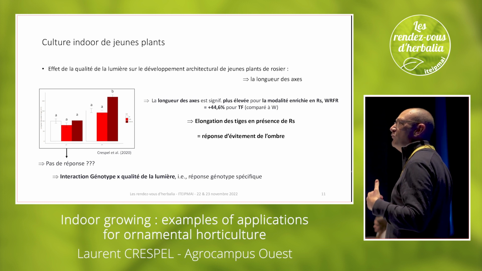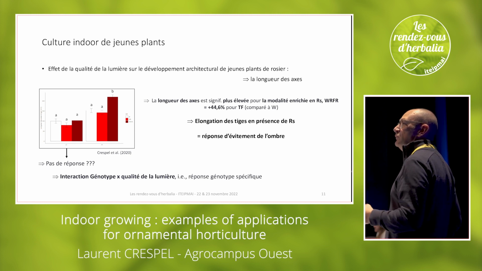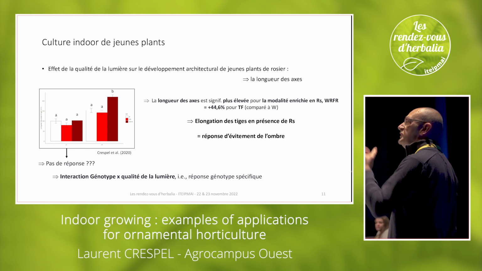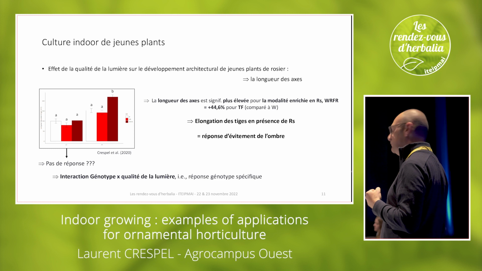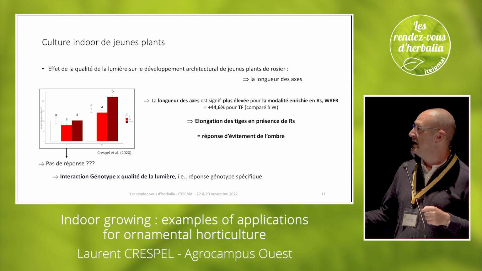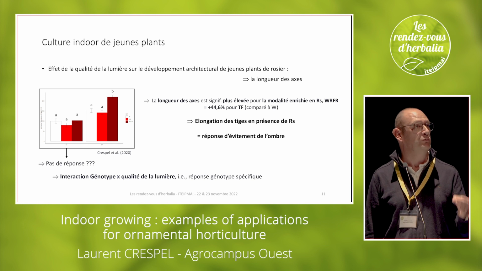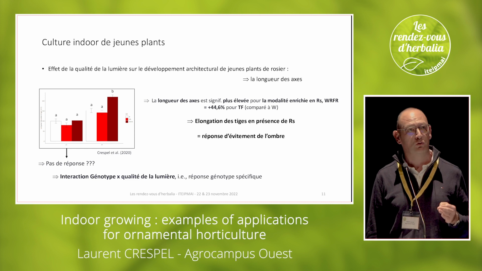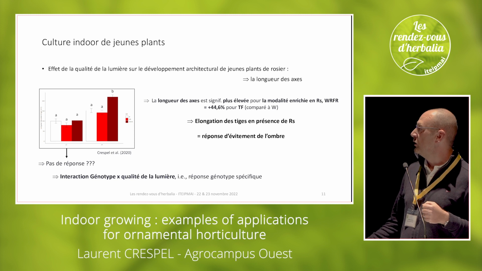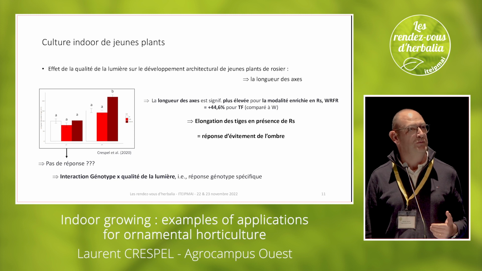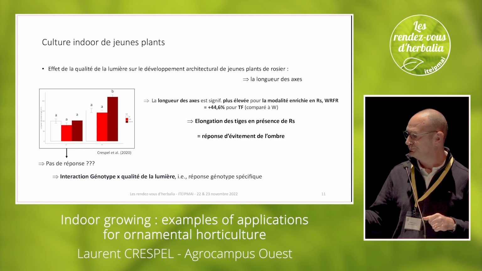Why? Because by reducing the ratio of dark red to light red, it avoids the plants to avoid shadow. The plant wants to avoid shadow, and so promotes stem growth. And the Knockout variety did not respond to the quality of light. No matter what solution of light we chose, no difference in terms of stem. So we realized that, yes, the genotype does react to light quality.